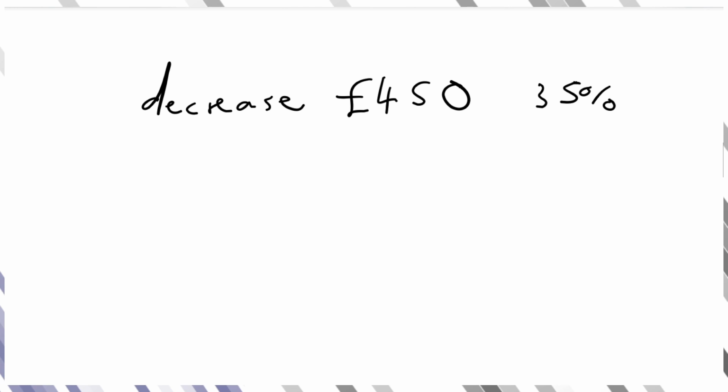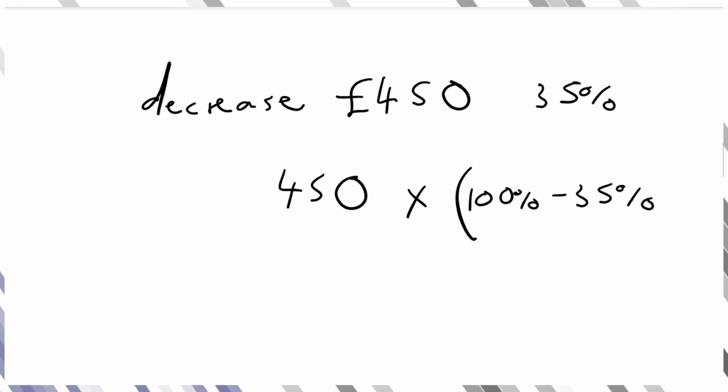Alright, so there's another method for this, and that other method is to multiply it by 100% minus 35%. So if we wanted to decrease £450 by 35%, we could find 35% and take that away, or we could do 450 multiplied by 100% minus 35%. If we were going to increase it by 35%, then we could multiply it by 100% plus 35%. But we're going to decrease it by 35%, so we need to multiply £450 by 100% minus 35%. That works for any percentage.